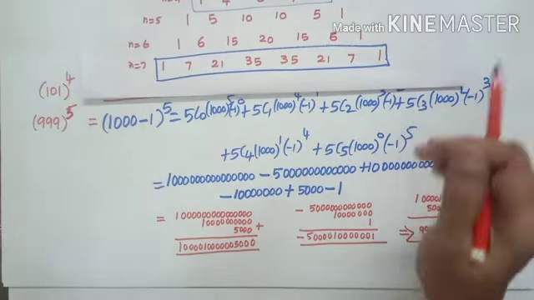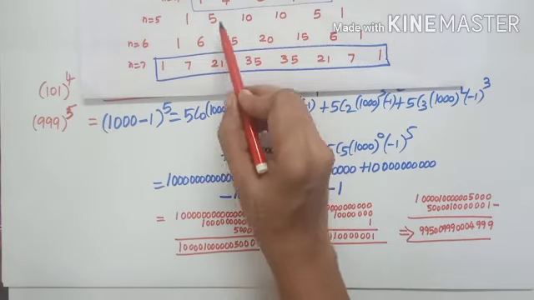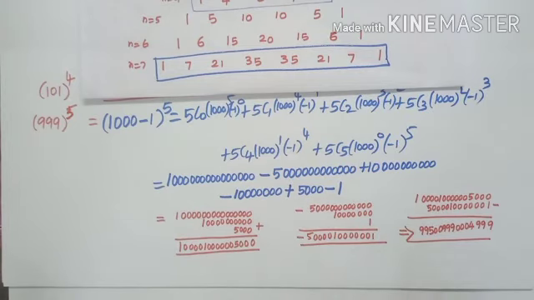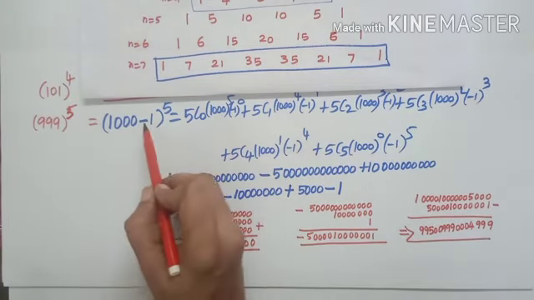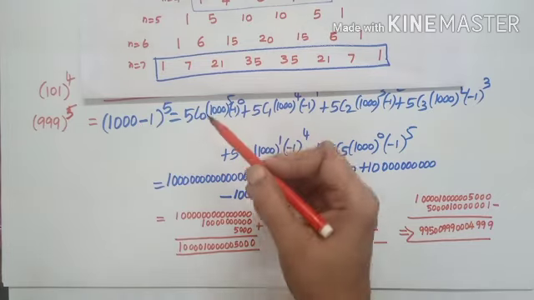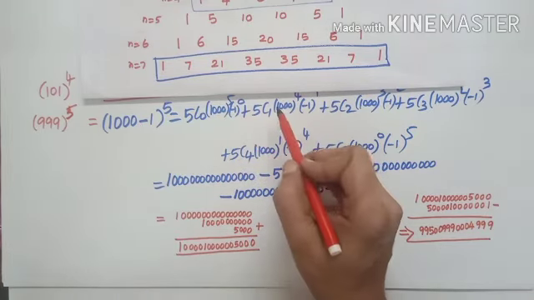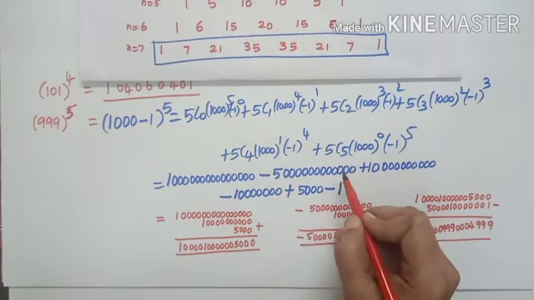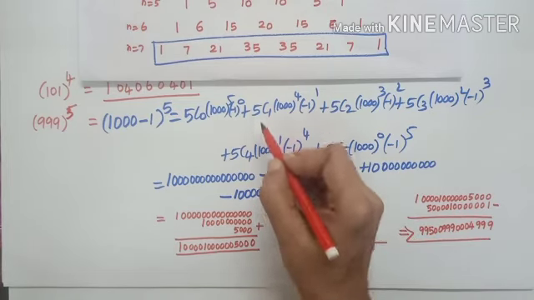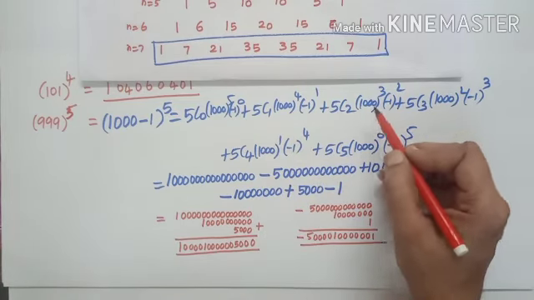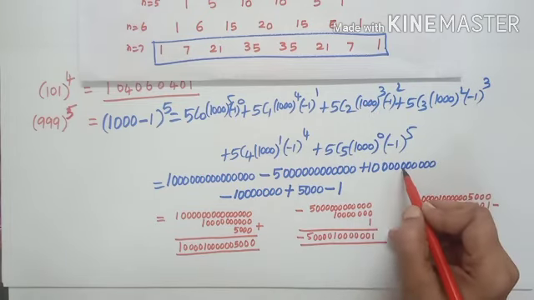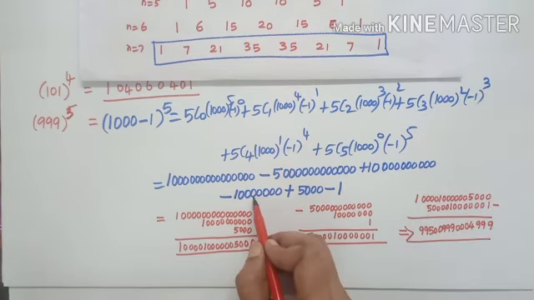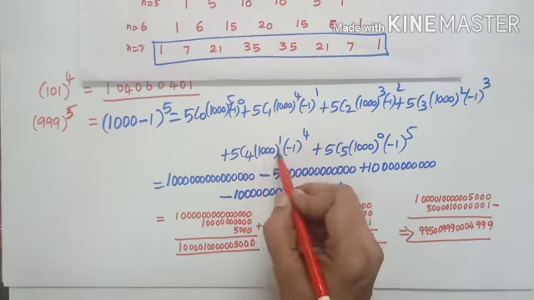Second number as per Pascal's triangle: 1, 5, 10, 10, 5, 1. Alternatively positive, negative, whenever there is a minus symbol. So only the zeros we must count and put correctly. 1000 power 4 tells me 3 zeros 4 times, and we put the number 5. 1000 cube, 3 zeros 3 times, and then the coefficient is 10. 1000 square, 3 zeros 2 times, and then coefficient 10.